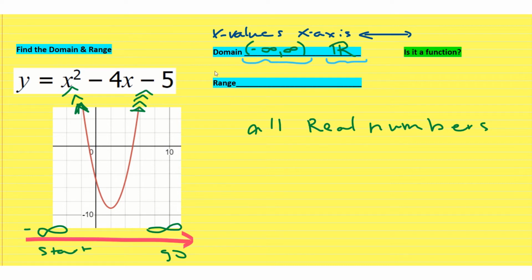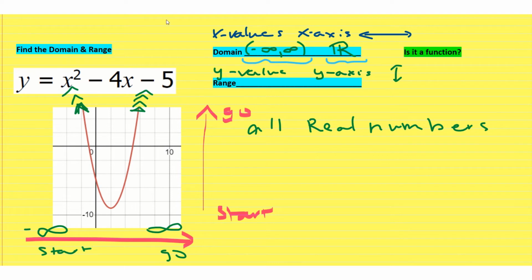Our range values are the y values. Well, y values line up with the y-axis. How does the y-axis move? Does it move left to right or up and down? Well, it moves up and down. So that means we need to consider this graph. Where does it start and where does it go to?